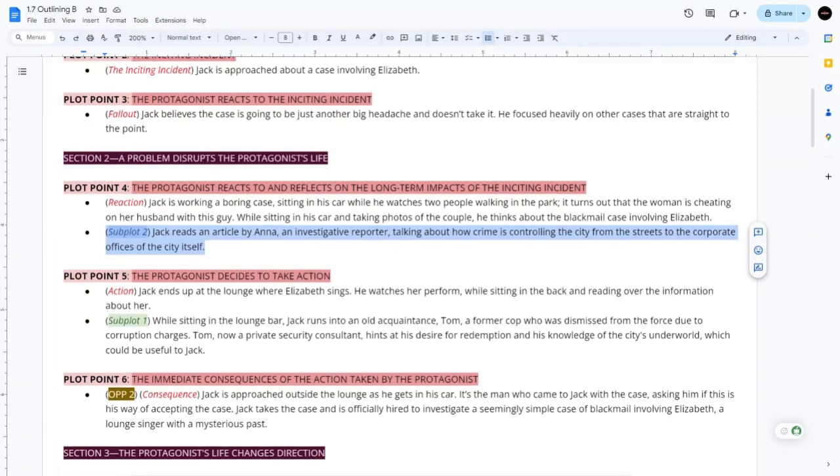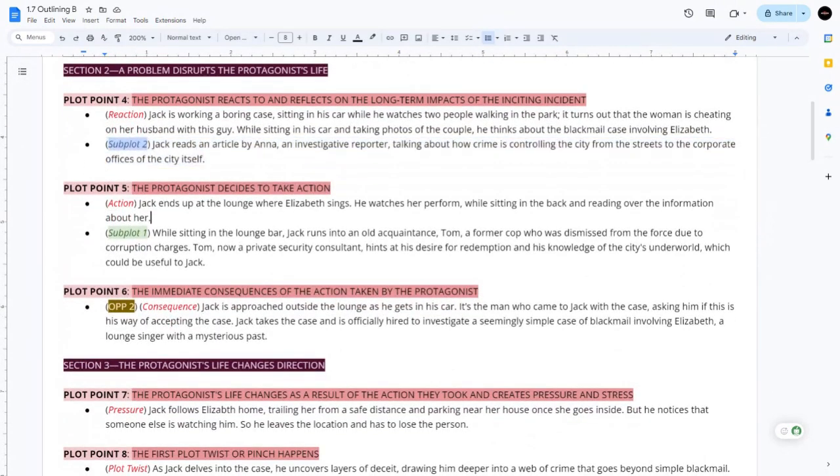Okay. The fifth plot point I made, Jack ends up at the lounge where Elizabeth sings. He watches her perform while sitting in the back and reading over the information about her. Okay, so he's a little curious about it. He took a little action, right? Doesn't mean he took the case yet, though. And then I moved the moment where Tom is approached originally.